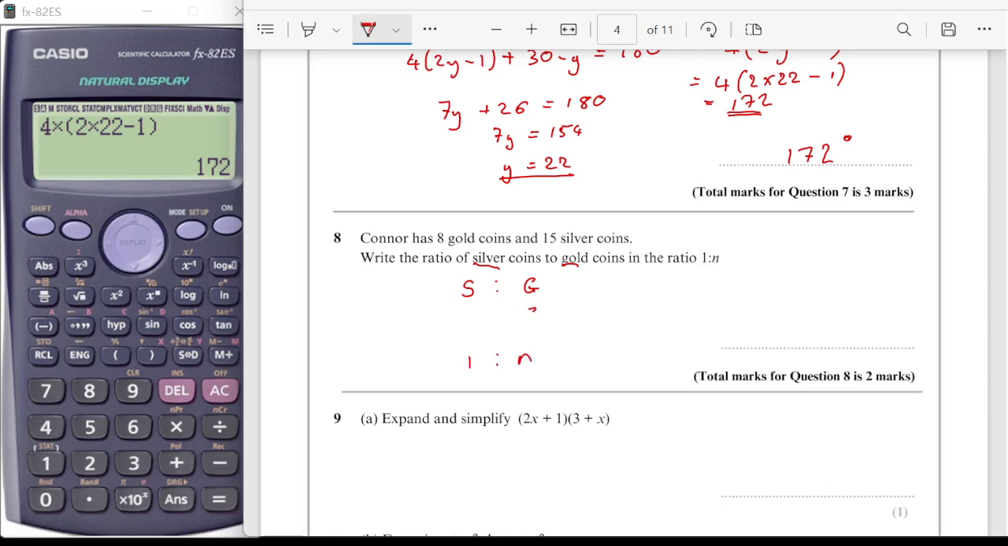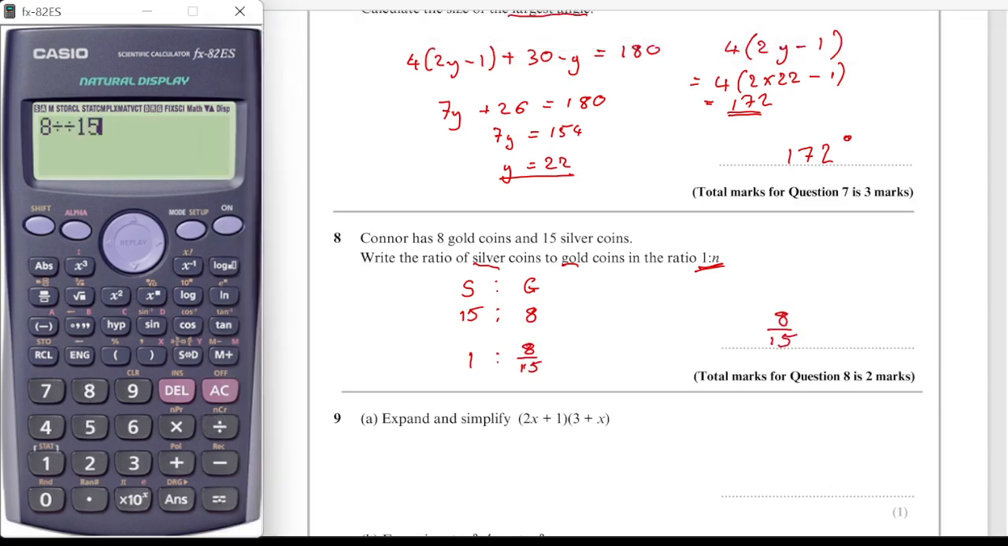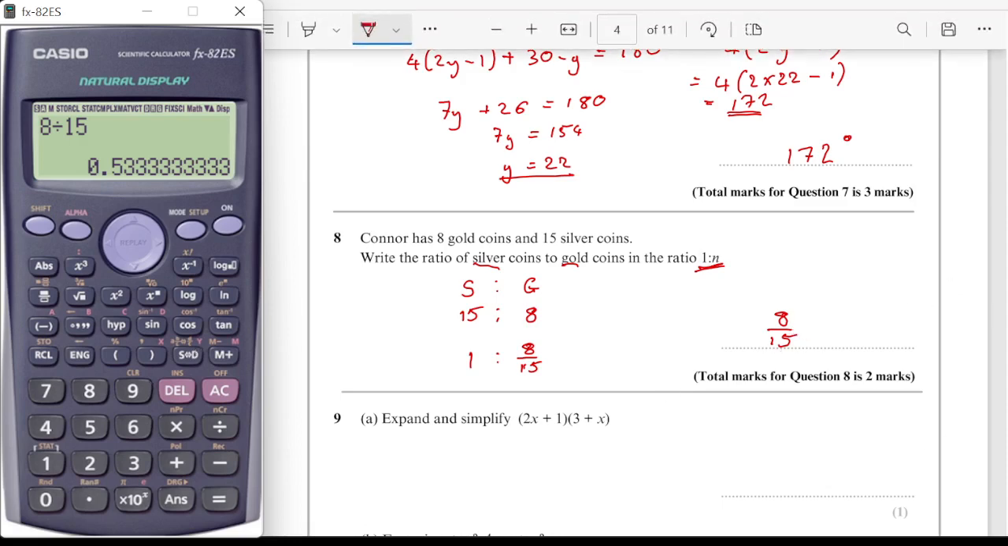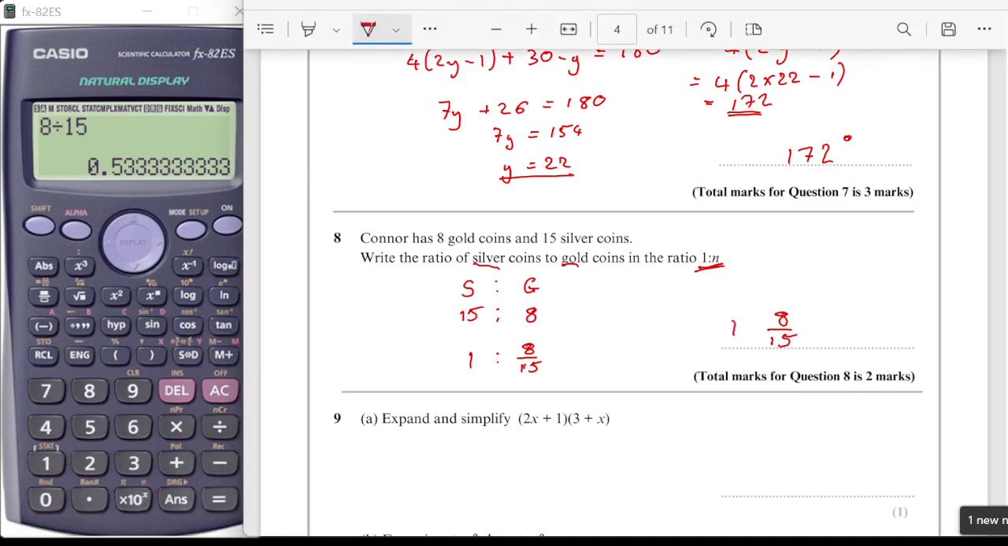But we've got 8 gold coins to 15 silver coins. So I'm going to divide both sides by 15. So I want it in the form 1 to n, divide both sides by 15. I'd get 8 over 15. It doesn't ask for a decimal, so 8 out of 15 is absolutely fine. If you've gone decimal though, 8 divided by 15 is going to give you 0.333333 recurring. So it's definitely useful to stick in the fraction form.